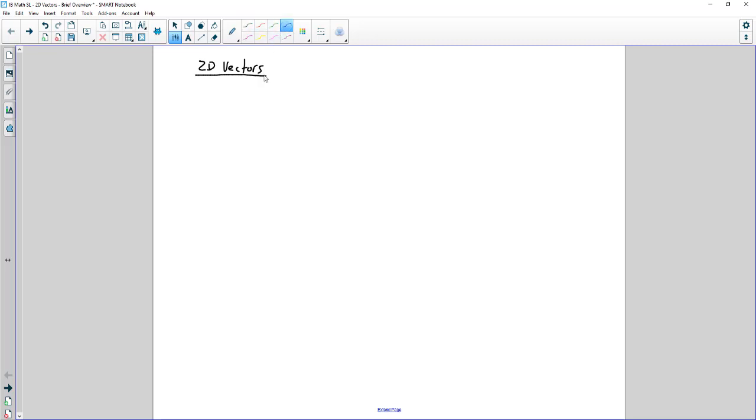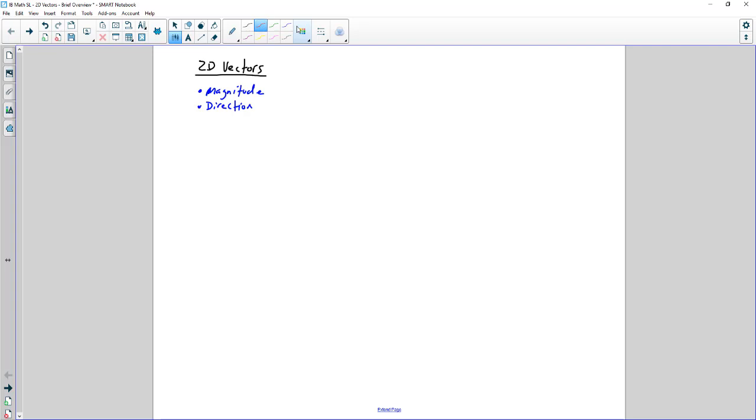Okay, so 2D vectors. A vector has two things. It has a magnitude and direction. Okay, if you've ever seen Despicable Me, that's exactly true. Vectors have magnitude and direction.